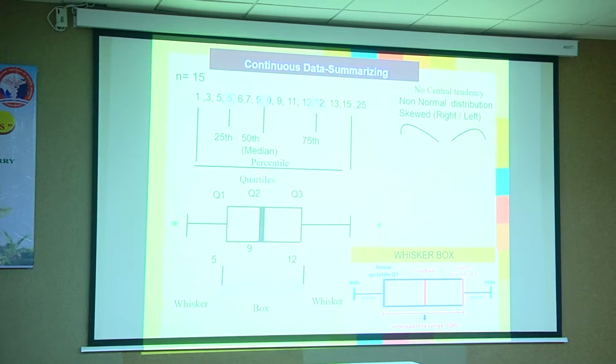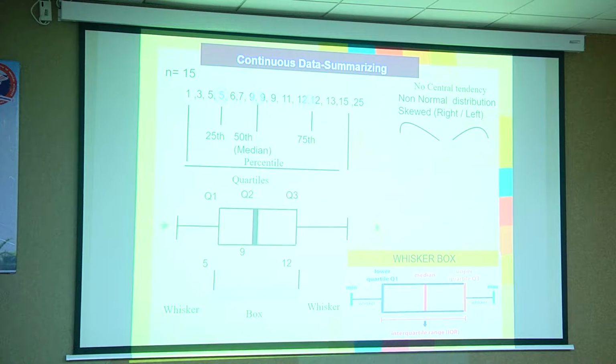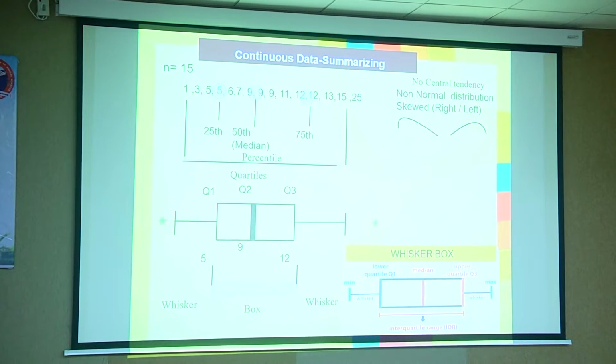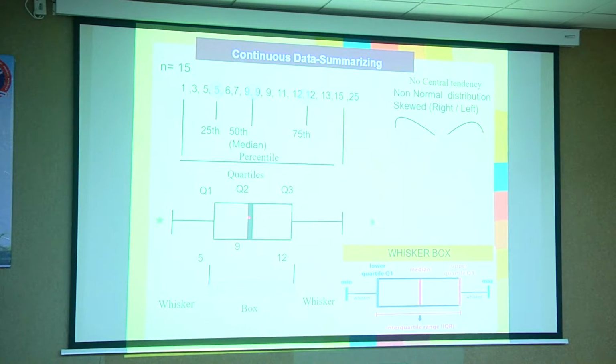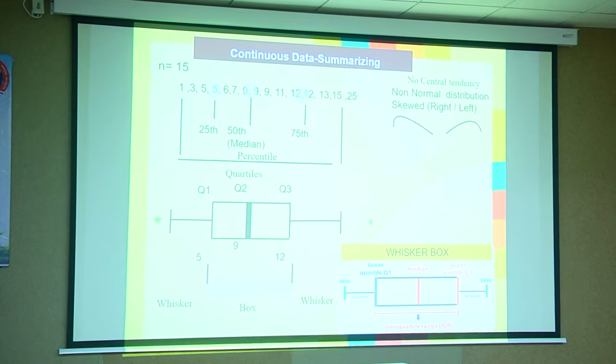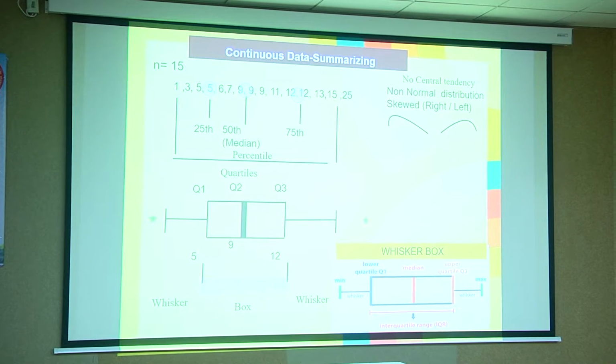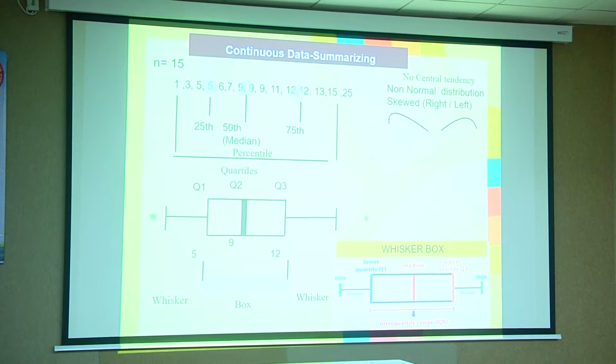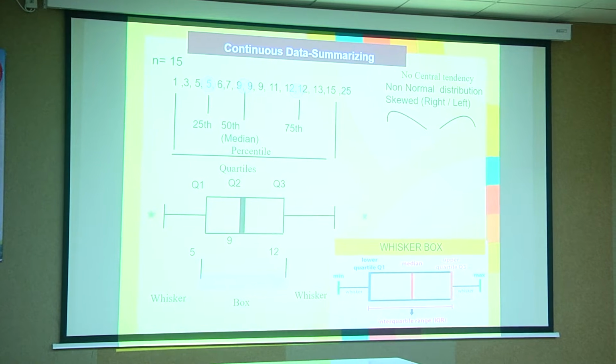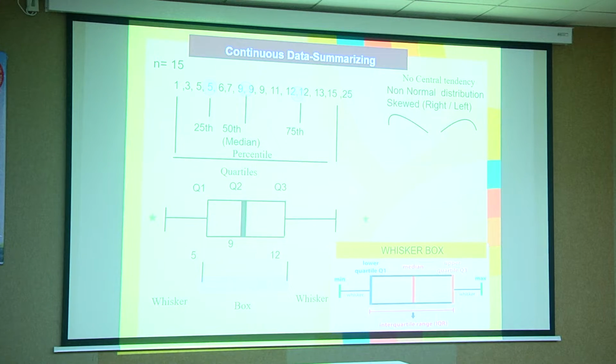You can see the whisker box, where the median comes in the center. This is called the median, and the upper quartile is here, and the lower quartile Q1 is here. This is the minimum and this is the maximum. The star value is called an outlier. Outliers come under extreme values.